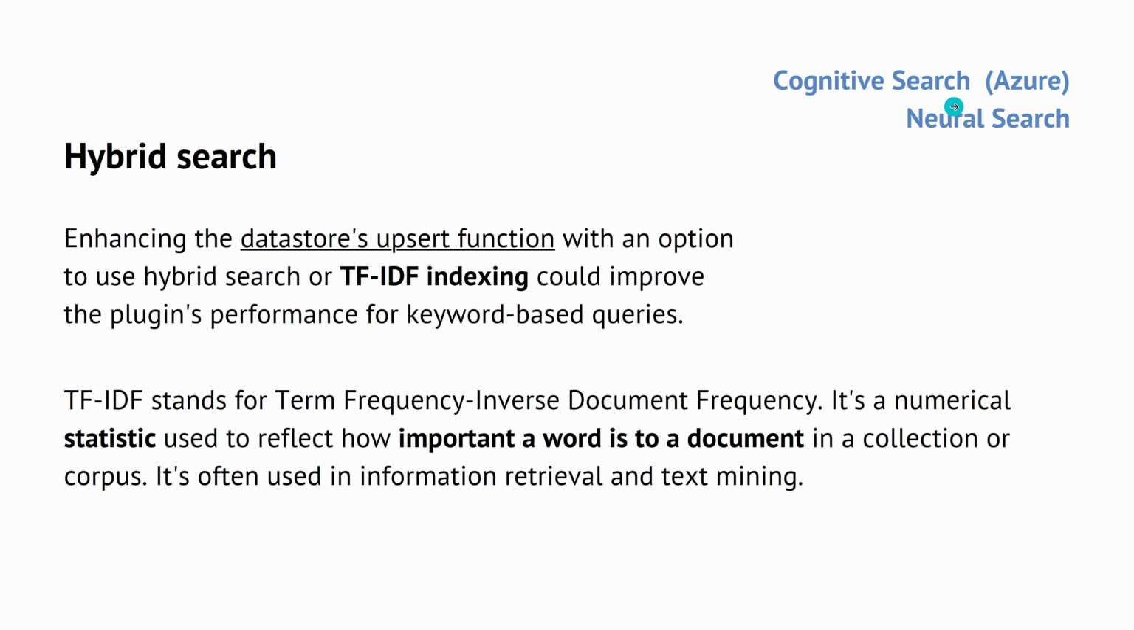With Azure, they call it cognitive search. I call it neural search in the literature. If you look for the BERT system or for the sentence transformer system, it is called neural search. But of course, marketing has to keep up with new ideas. What is it? We enhance the data store's upsert function, remember our friendly API endpoint, with an option to use a hybrid search function or a specific indexing we call TF-IDF indexing. Now, this TF-IDF is an old method, 20 years old, I suppose: term frequency inverse document frequency.